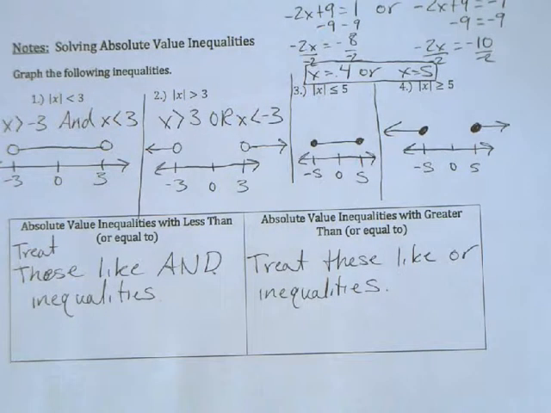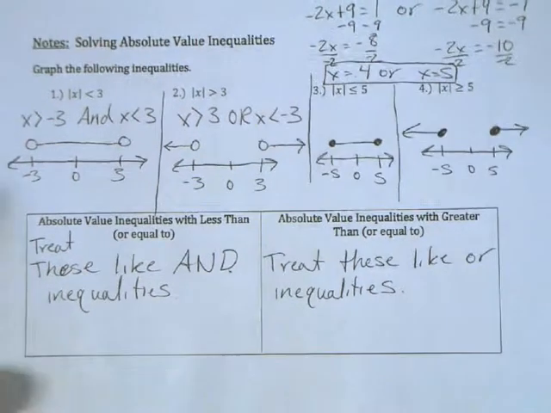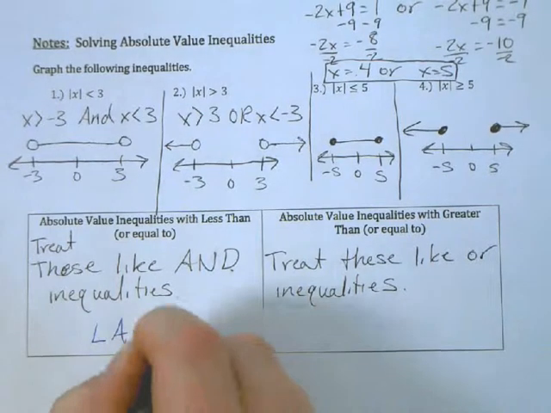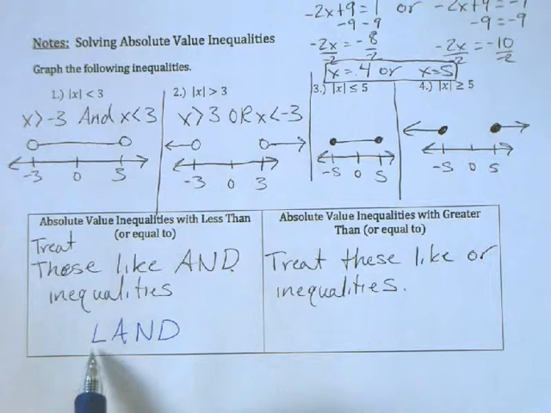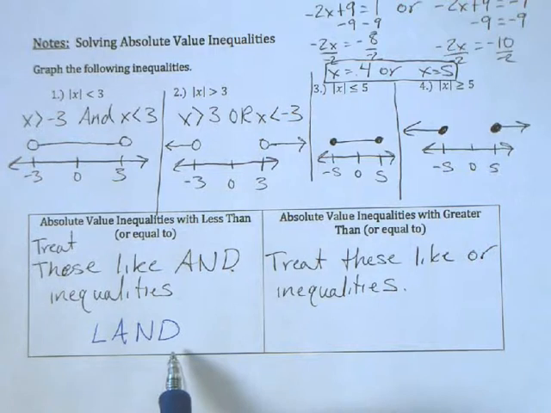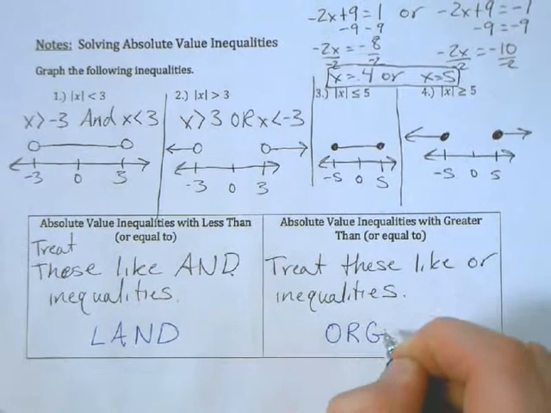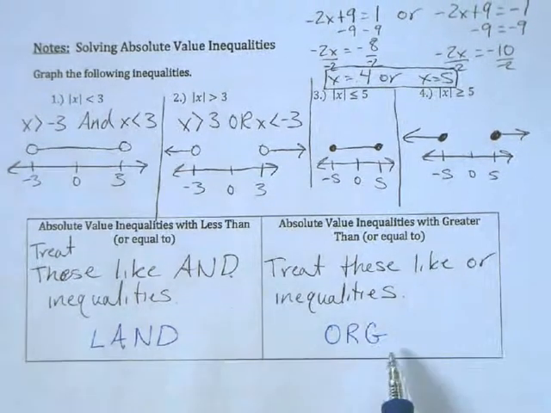I'm going to give you a mnemonic device to remember this by. Ready? For the less thans, remember "LAND". So the L stands for less than, and the AND stands for and. So for less than inequalities, treat them like "and". For greater thans, remember "ORG". For greater than inequalities, treat them like "or". LAND, ORG.